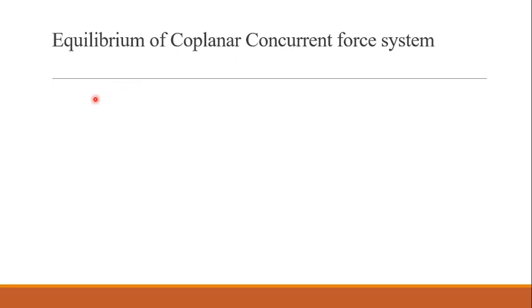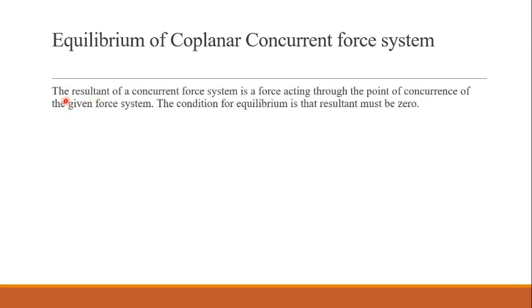So let us see how it is described. The resultant of a concurrent force system is a force acting through the point of concurrence of the given force system. That means what? The resultant of a concurrent force system will act from the same point where the point of concurrence is. The condition for equilibrium is that the resultant must be 0.